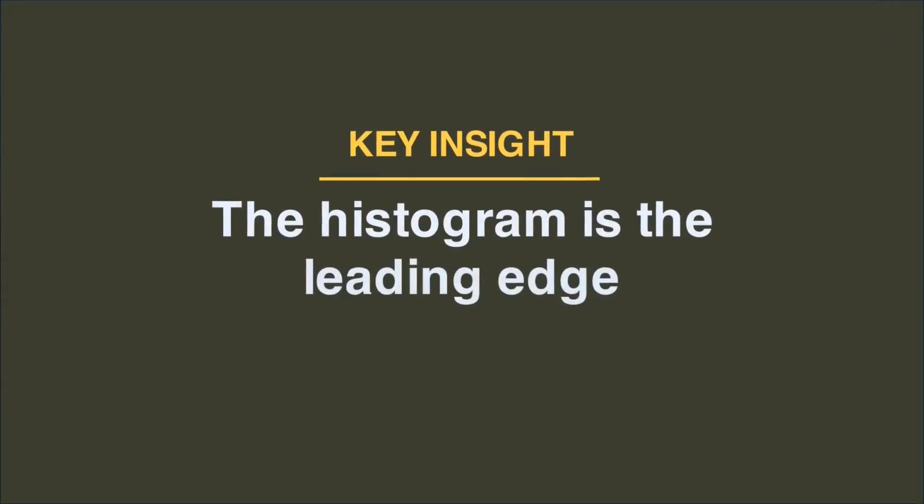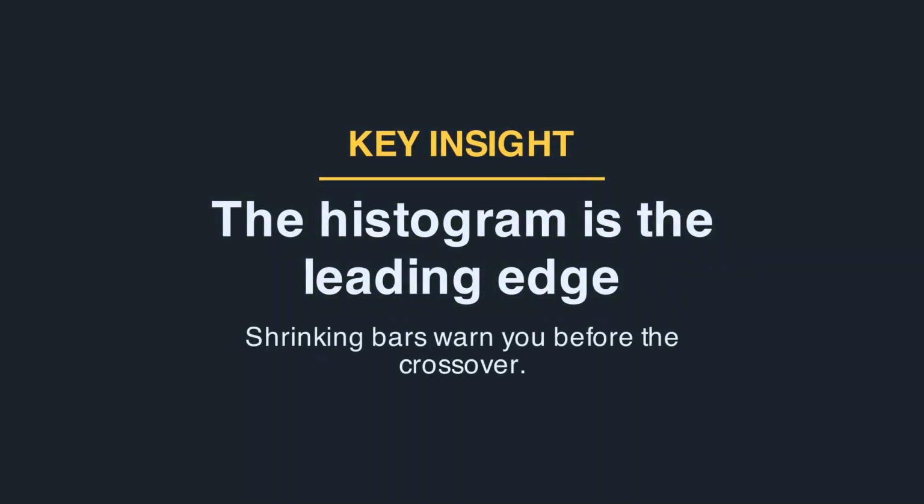So here's the key. The crossover is confirmation, the histogram is anticipation. React only to crossovers and you're always a step behind. Ride the histogram and you front-run the signal the whole crowd is waiting for.